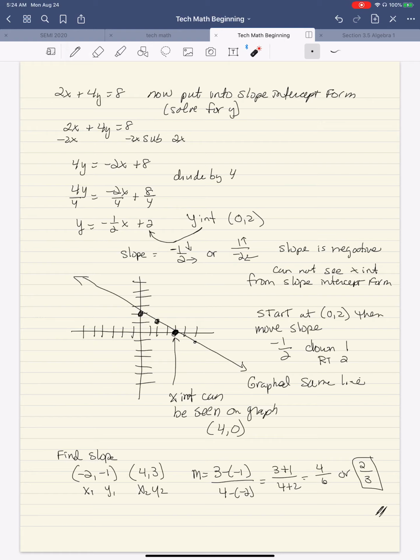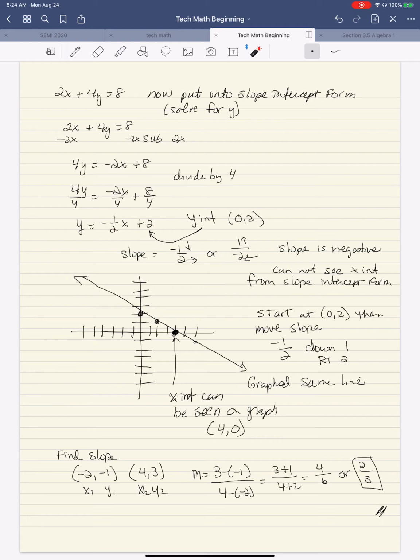So if I put it with the minus 1, it means I go down 1, right 2. If I put it with the minus 2, it means I go up 1, left 2. So basically a negative slope has one negative direction. Slope is negative. You cannot see the x-intercept from the slope-intercept form. So again, I can't see the x-intercept, but I do get a lot of information. I get the y-intercept and I get the slope.